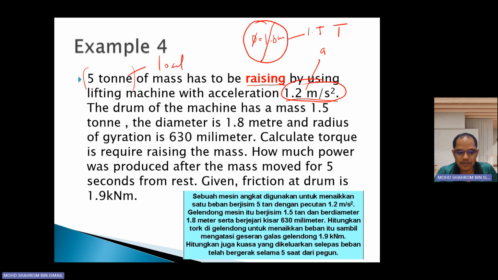Given friction at the drum of 1.9 kilonewton meter. So by this time they already include the friction. They managed to calculate some friction here and there, so it gave a value of around 1.9 kilonewton meter for the friction. So how do we want to solve this problem?